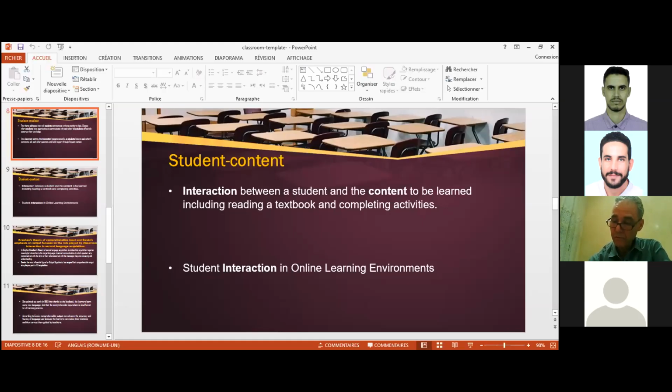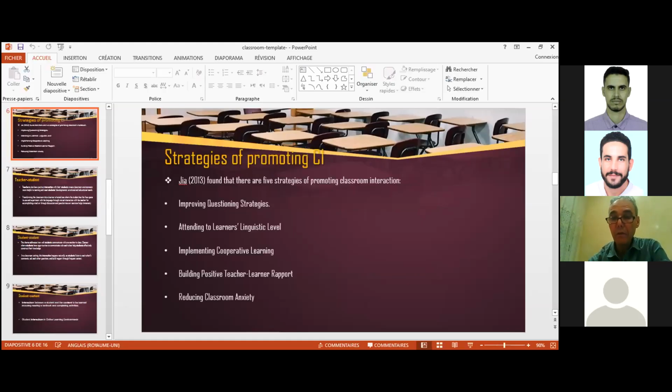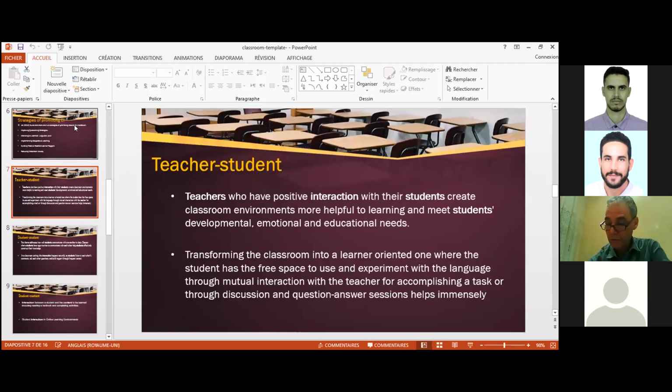So in this part, we are going to talk about the directions of communication inside the classroom. First, teacher and student interaction. Teacher and student interaction happens when teachers who have positive interaction with their students create classroom environments more helpful to learning and to meeting students' developmental, emotional, and educational needs.